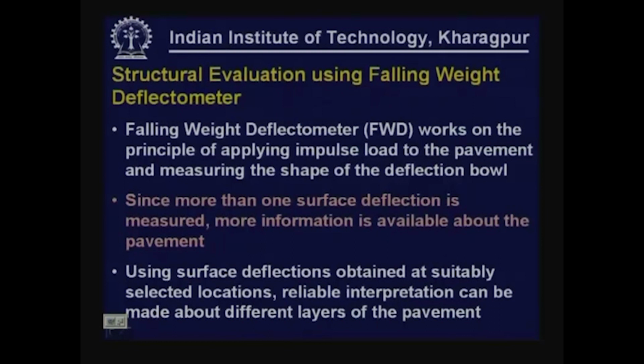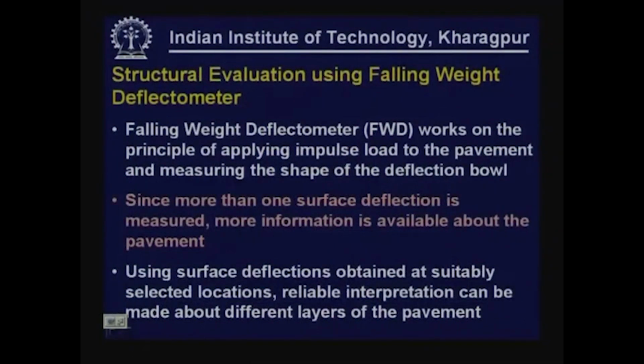The falling weight deflectometer, popularly known as FWD, works on the principle of applying an impulse load to the pavement and measuring the shape of the deflection bowl. That means we do not measure one single deflection, we measure more than one deflection. Typically 5, 6, 7 deflections are measured, and the load applied is not a static or slow moving load, it is an impulse load. The load duration will be of such magnitude and duration which simulates the load actually applied by moving traffic vehicles. Since more than one surface deflection is measured, more information is available about the pavement.